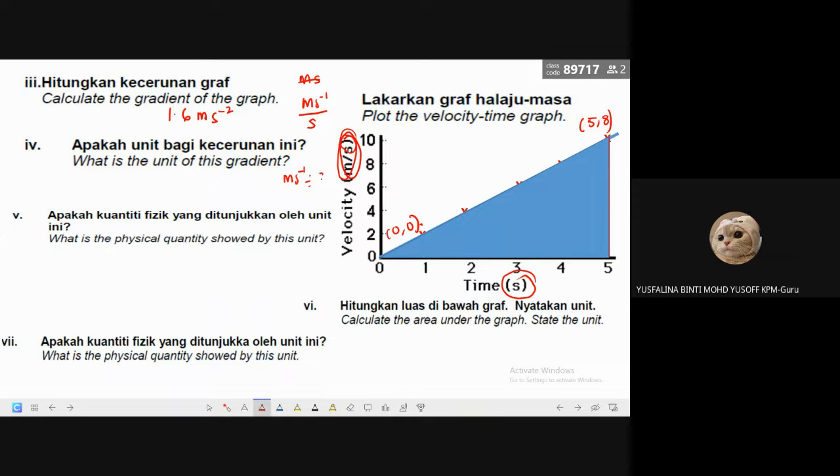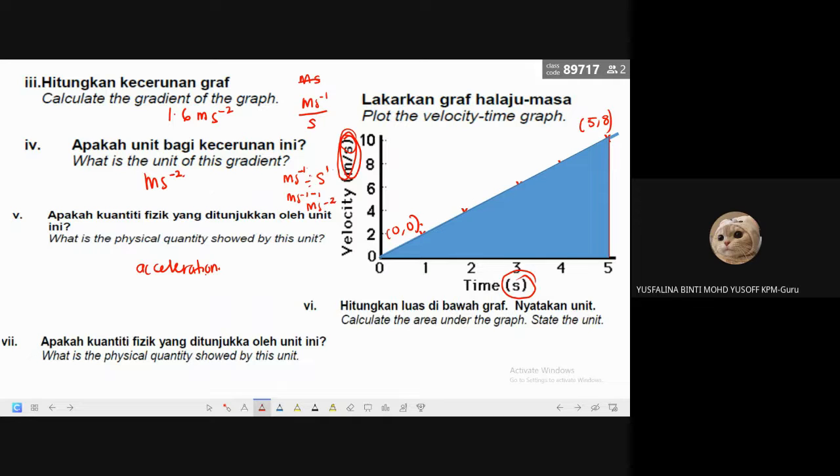You learned ordinal index, right? So ms negative 1, if you divide by s, this is s to the power of 1. Dividing means you have to subtract the power. So negative 1 minus 1, you will get ms negative 2. So that's how you get ms negative 2. This is the unit for acceleration. Just divide and use the index law. Then what is the physical quantity? The physical quantity is acceleration.